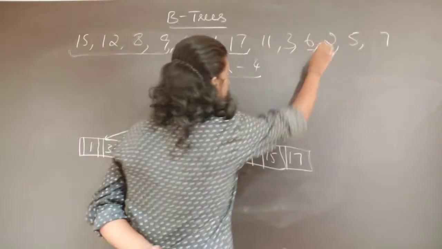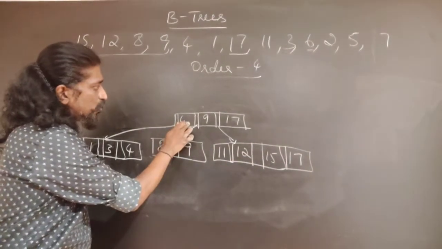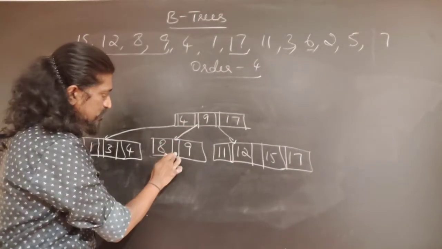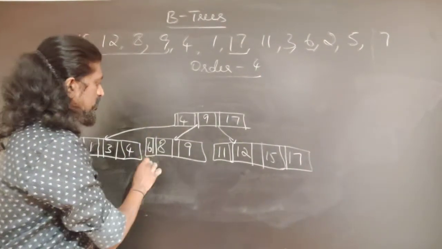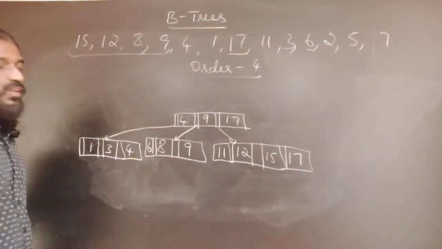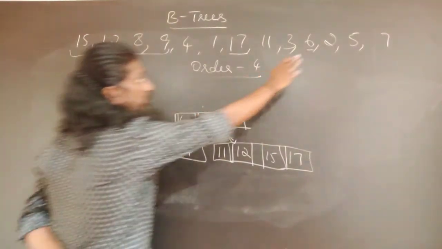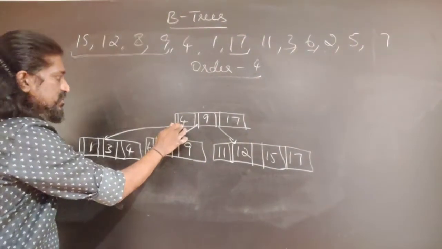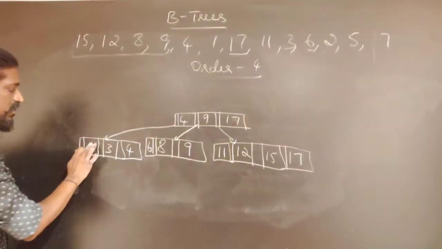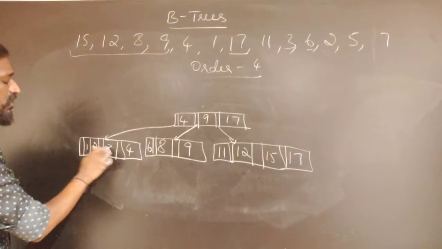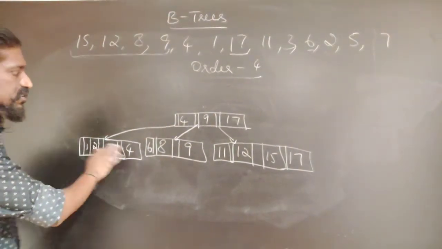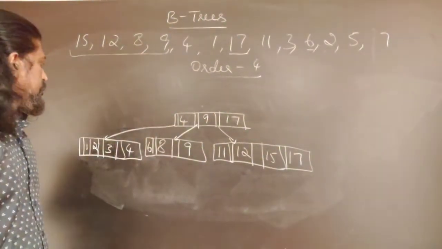Next, we want to insert 6. 6 is greater than 4, it is less than 9, therefore it has to come here, and we see that 6 happens to be the first key in this particular node. Okay. Next we need to insert 2. So 2 happens to be less than 4, it has to come here, it is greater than 1, so it will be inserted in between 1 and 3, and since it is not the largest key, nothing needs to be done, we will just leave it.